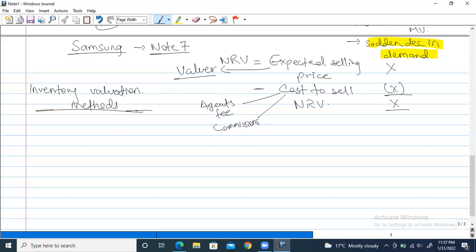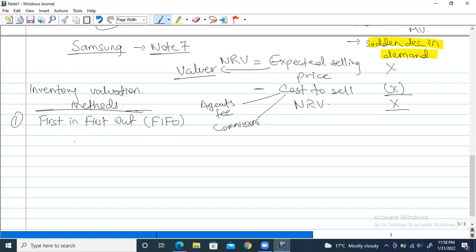Okay, thank you. So the inventory valuation methods that we're going to discuss right now. There are basically three kinds of methods that are allowed in financial accounting. The first method is known as first in, first out. In short form it is known as FIFO. You can call it anything, but it's FIFO. This means first in, first out.